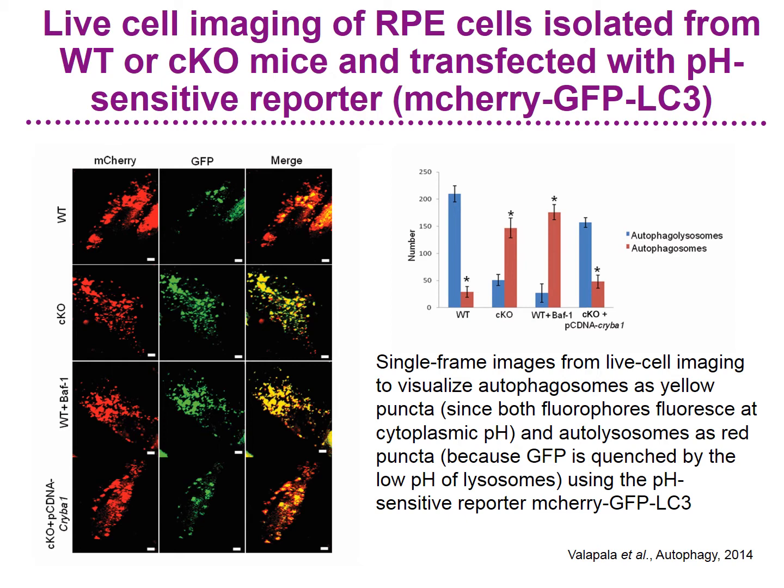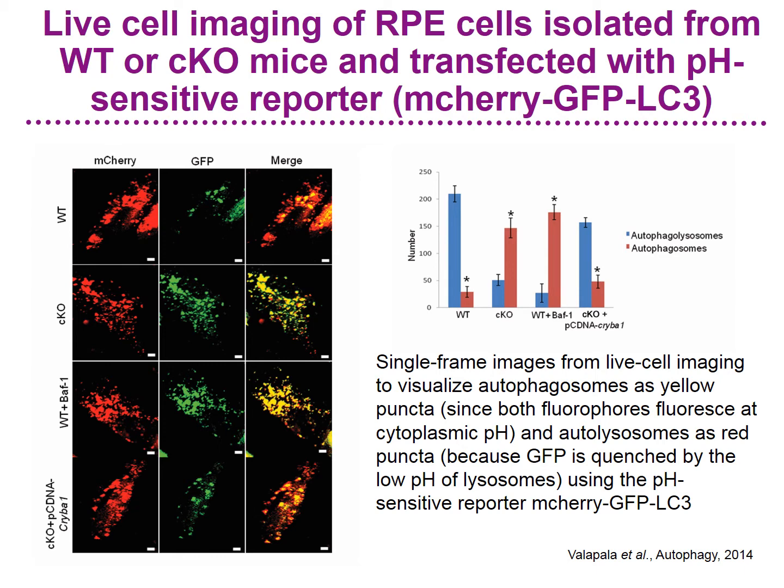So these are single frame images on the left side of the slide from live cell imaging to visualize autophagosomes as yellow puncta, since both fluorophores fluoresce at cytoplasmic pH, and autolysosomes as red puncta because GFP is quenched by the low pH of lysosomes, using the pH sensitive reporter mCherry-GFP-LC3 as I have mentioned. So in the first panel are wild type cells. Since the wild type cells' lysosomes are acidic, the GFP is quenched and you can see mostly autolysosomes, as shown in the graph.